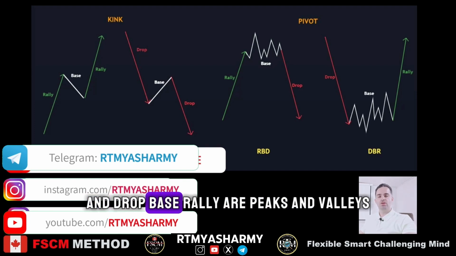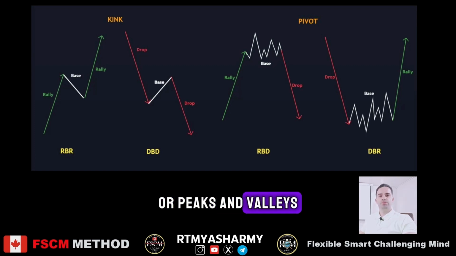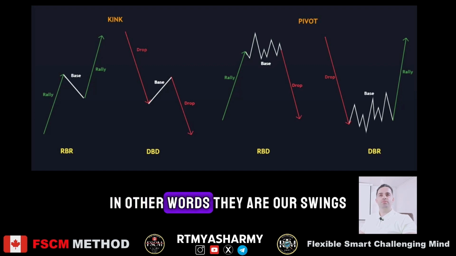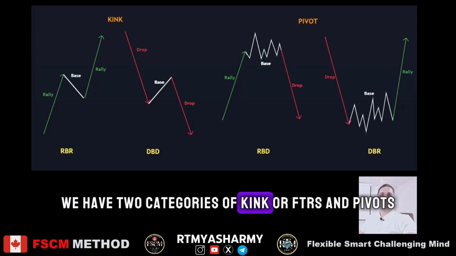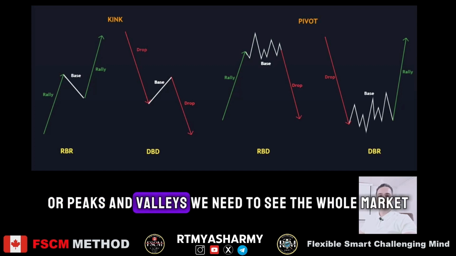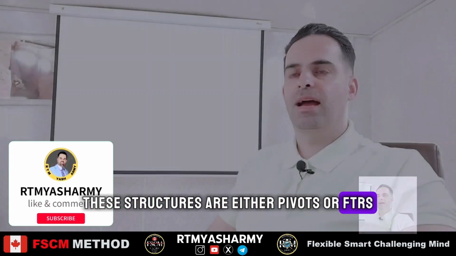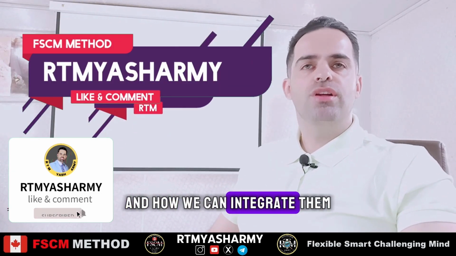Rally-base-drop and drop-base-rally are our peaks and valleys. In fact, they are pivot points or peaks and valleys in the terminology of classic price action. In other words, they are our swings. So in total, in advanced price action RTM, we have 2 categories: kink or FTRs, and pivots or peaks and valleys. We need to see the whole market through these 4 structures. These structures are either pivots or FTRs. Of course, we'll learn later what fractals are and how we can integrate them.